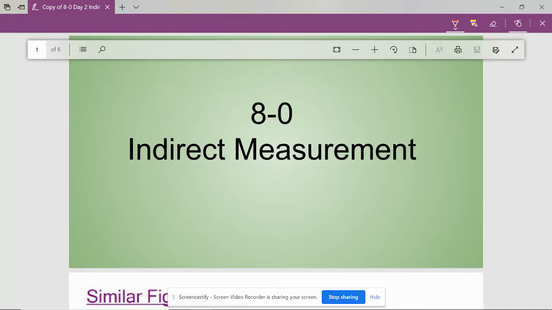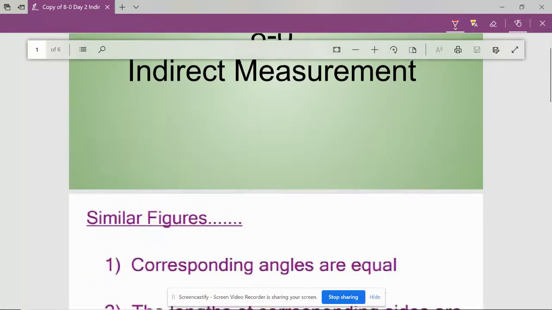So as we work forward, this is the second part of the 8-0 lesson. I will have something different for you to do tomorrow on Wednesday, May the 6th. But let's look at indirect measurements today.